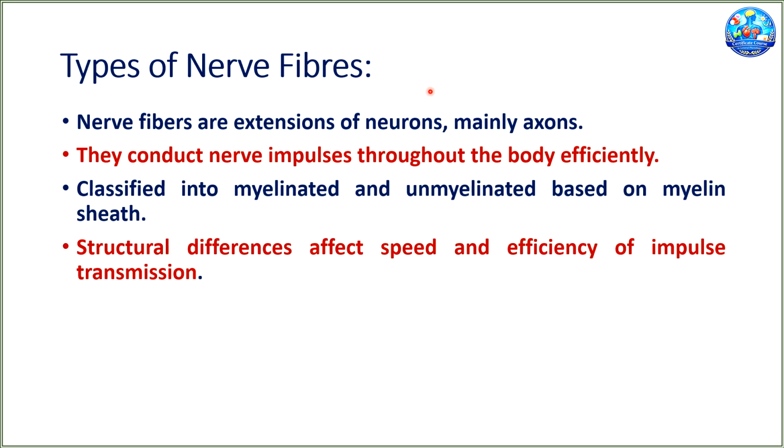Types of nerve fibers. Nerve fibers are extensions of the neuron, and they are primarily represented by axons, which are responsible for conduction of nerve impulse throughout the body. Based upon the presence or absence of the myelin sheath, the nerve fibers are broadly classified into two types: the myelinated nerve fibers and unmyelinated nerve fibers. This structural difference significantly influences the speed as well as the efficiency of nerve impulse transmission.